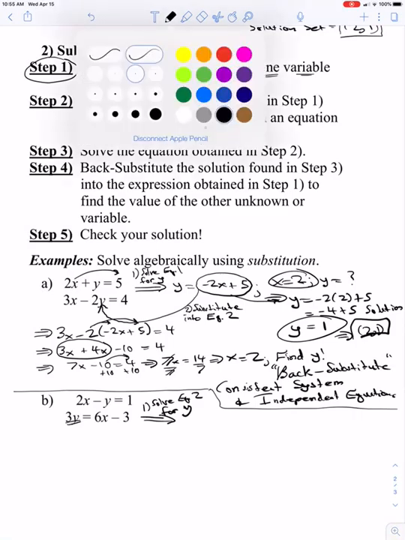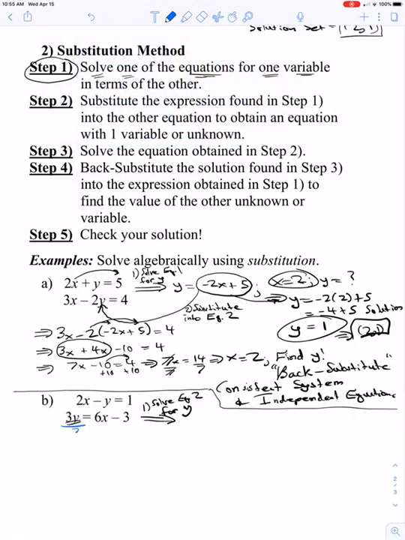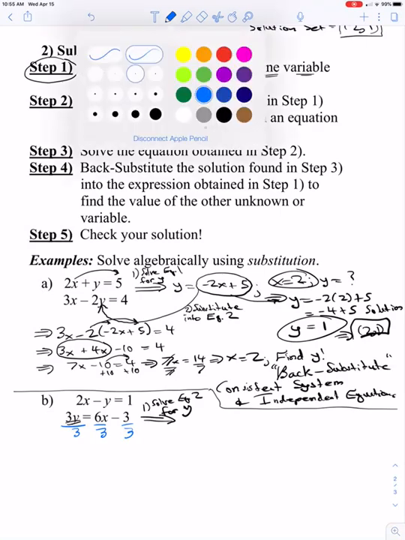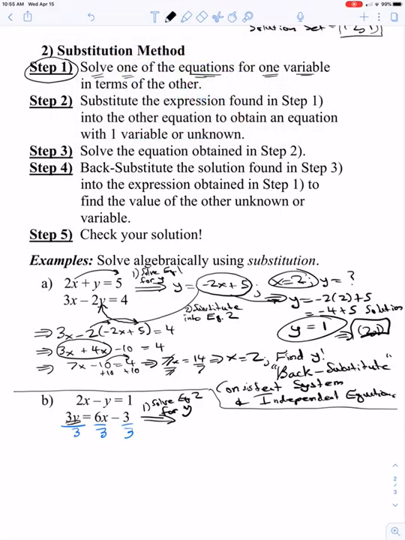So to solve for y, we can divide out a 3 on both sides. And as we do that, we're going to get the equation y equals 6x over 3, which is 2x minus 1. So y is equal to 2x minus 1. So here's our expression that we can plug into the other equation. So this is our substitution step. So we're going to plug it back in to the other equation.